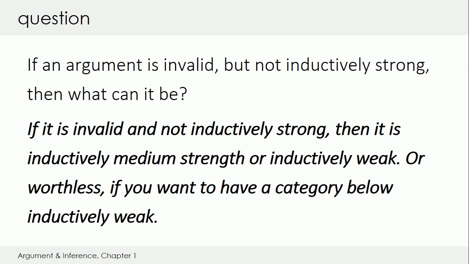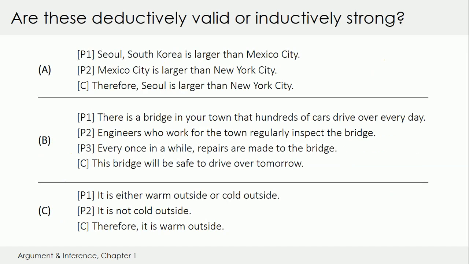If it is invalid and not inductively strong, then it is inductively medium strength or inductively weak or worthless. So Dr. Johnson adds these categories so you can kind of make up your own. All right. So let's think about these. Pause it. Write down answers for A, B, and C, and then resume in a second.